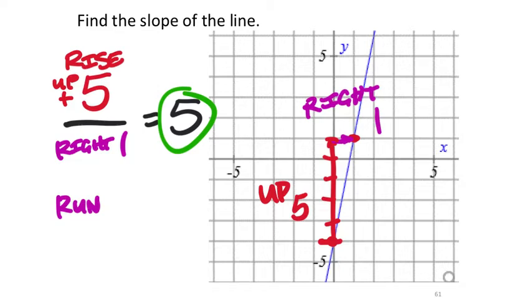So if you had by chance chosen this point at the very end here, you would have had up 10, to the right 2, but you'll see that that also simplifies to just 5. 10 divided by 2 is 5. So the nice thing about straight lines is that steepness does not change. You'll always have the same steepness, and that's why it doesn't matter which 2 points you choose. You can choose any 2 points.